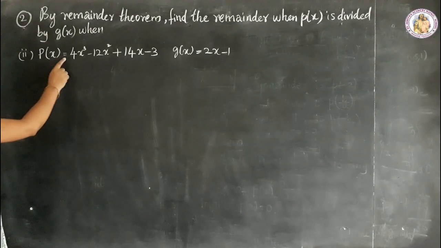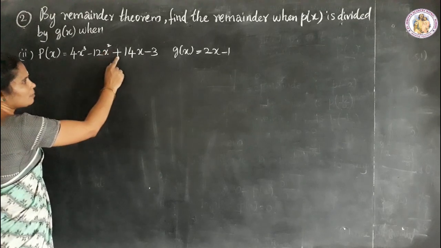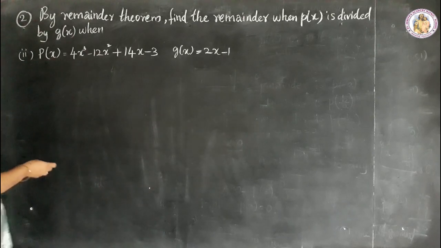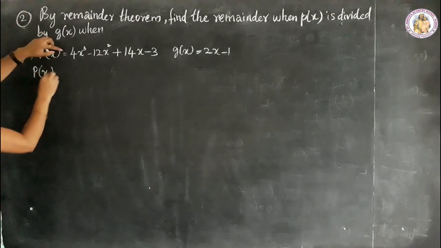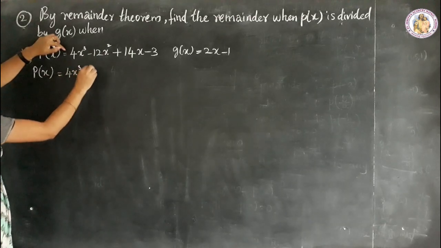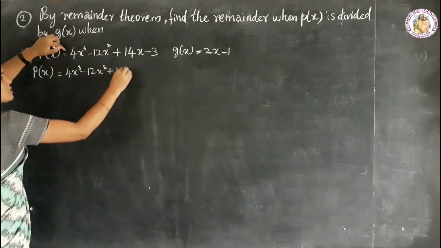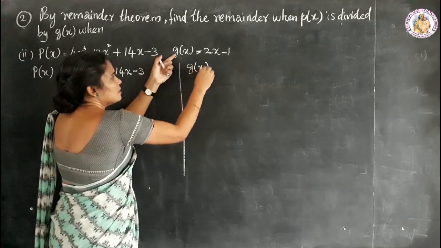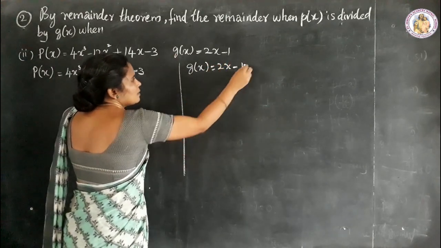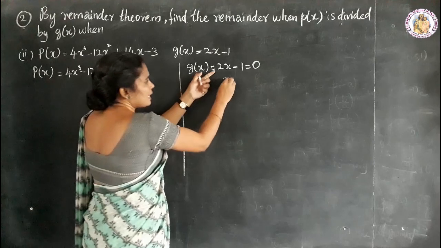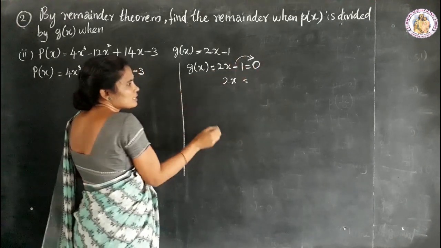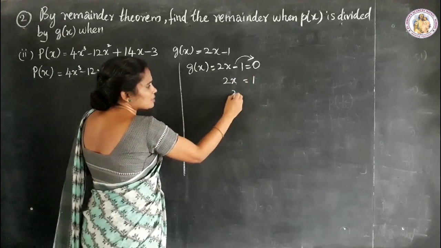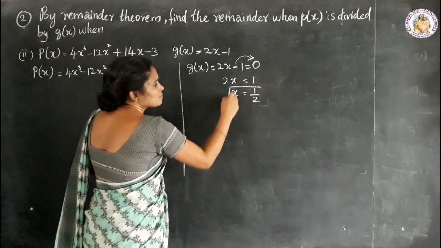Subquestion 2: P of x is equal to 4x cube minus 12x square plus 14x minus 3 and g of x is equal to 2x minus 1. Okay, now P of x is equal to 4x cube minus 12x square plus 14x minus 3. Now consider g of x is equal to 2x minus 1 is equal to 0. Now take 2x minus 1; when it moves to the right side it becomes plus 1, and here 2 into x. So 2 goes for division. So x is equal to 1 by 2.